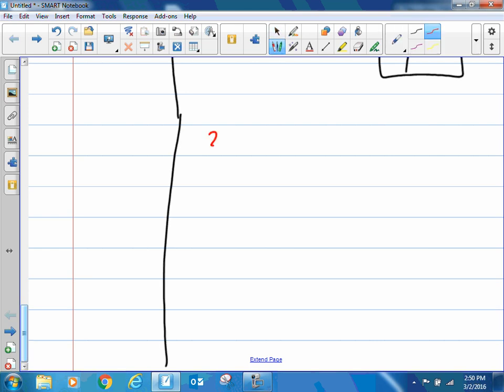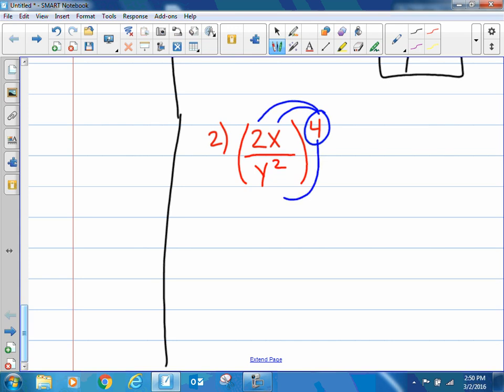For number 2, I have 2x divided by y squared, raised to the fourth. Again, I have to make sure I take this exponent and it goes to everybody inside here, even in the denominator. So I'm going to be left with 2 to the fourth, x to the fourth, y squared raised to the fourth is y to the eighth.